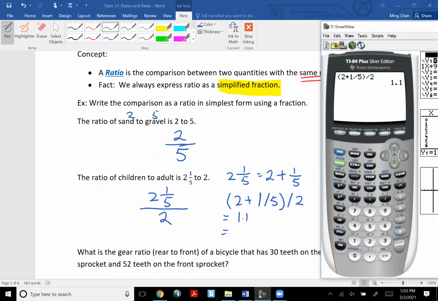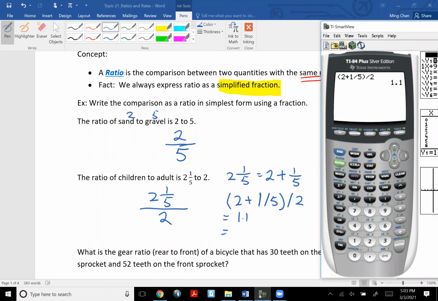let's take a look at it. Now, if you want to do this by hand, you can. This is really just a mixed number divided by a whole number. So for division of a mixed number, we have to convert it into an improper fraction first. So that should give me 11 over 5. Divided by 2 means times the reciprocal, which is 1 over 2. Therefore, here you're going to get 11 over 10, just like what the calculator shows.